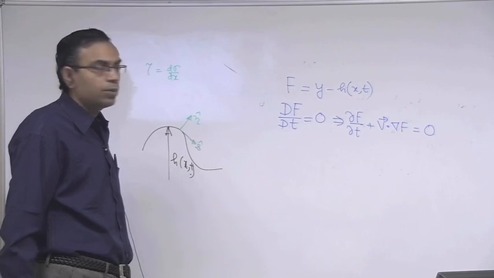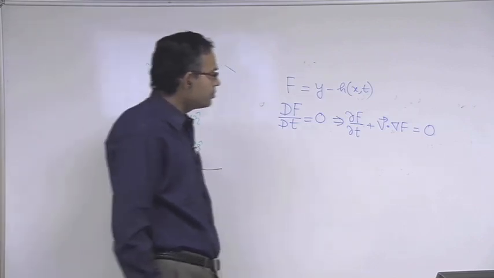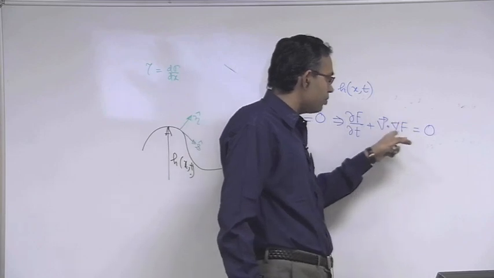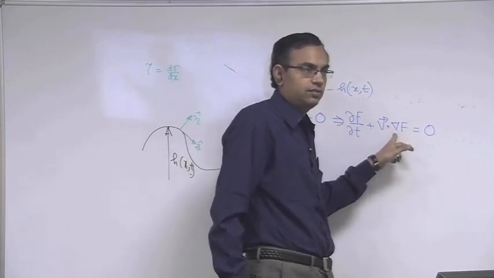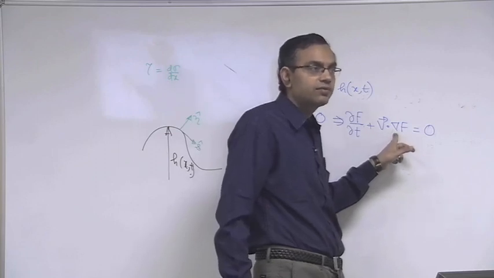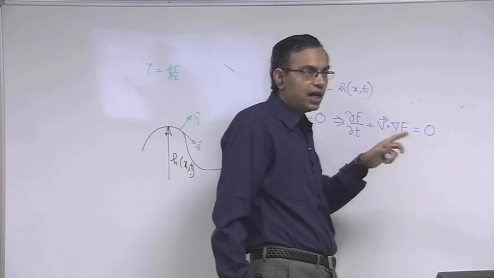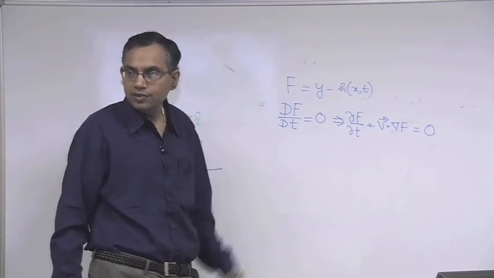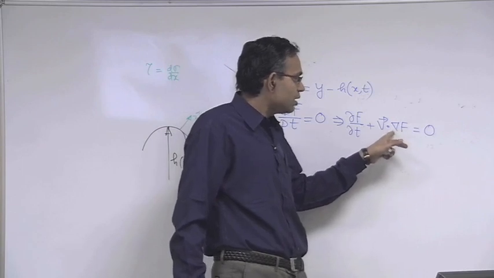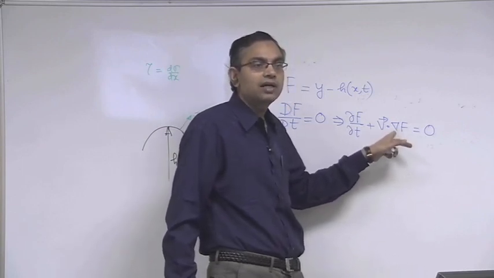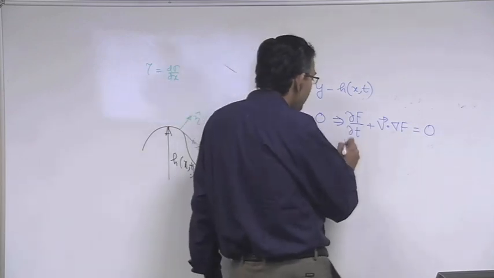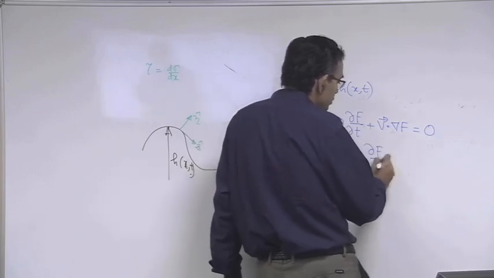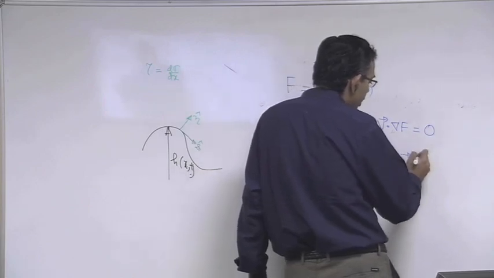Now we can write an alternative form of this by noting that, what is grad F? Can you tell what is the direction of grad F? Direction of grad F is normal to the surface F, right? That is the maximum rate of change of F, that is along the normal direction of F. So, if we divide grad F by its magnitude, we will get the unit normal vector n. So, if we divide by mod of grad F both sides, then this will be n.